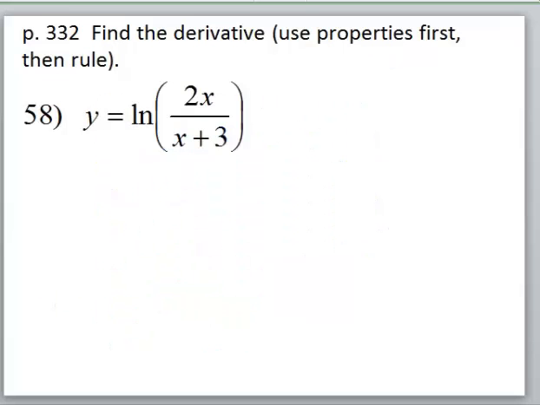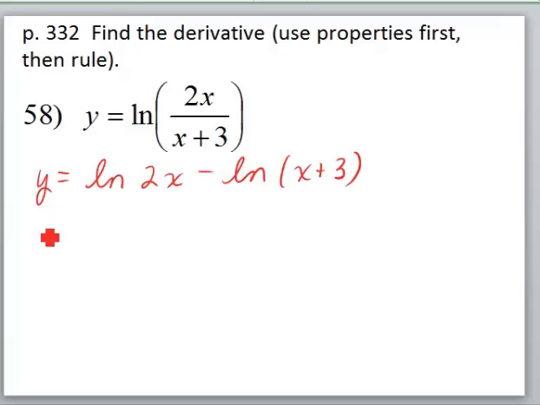The next one, again, I'm going to want to use the rules first because that will make the problem much easier. So I use the rules of division, which would separate them by subtraction. So now I have the natural log of 2x minus the natural log of x plus 3. And I'll take this derivative.